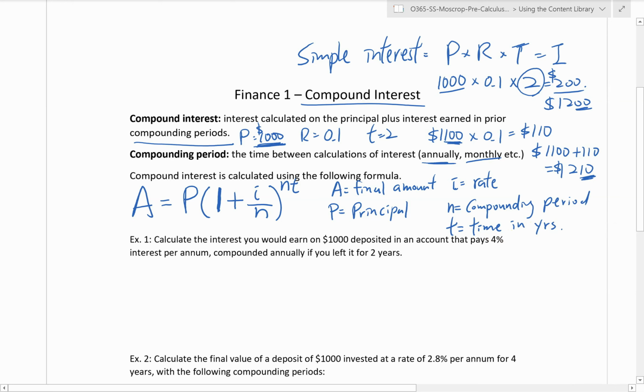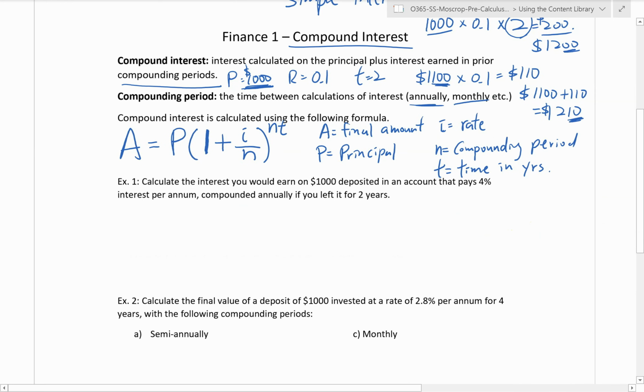Okay, so again, I'll show you how this equation works in this example right here. It says calculate interest, basically the same question to show you. Calculate the interest you earn on $1,000 deposited in an account that pays 4% interest per annum. Per annum means it's 4% interest rate per year. Compounded annually if you left it for 2 years. Okay, so what are you gonna do? Again, this is only one way of investing.